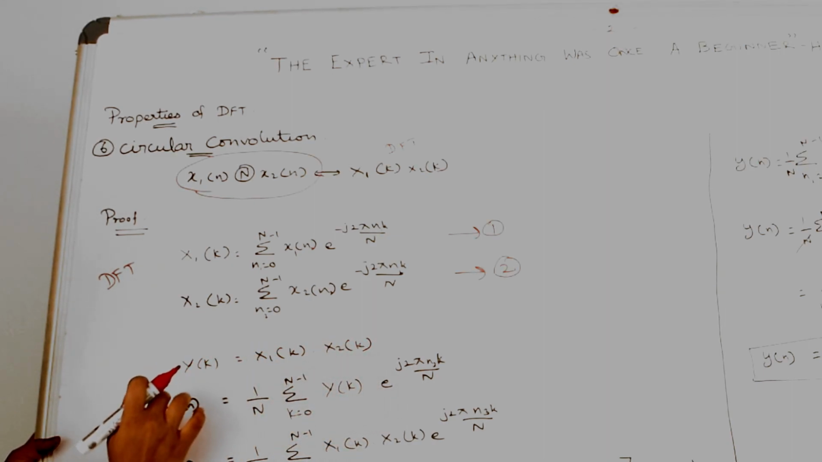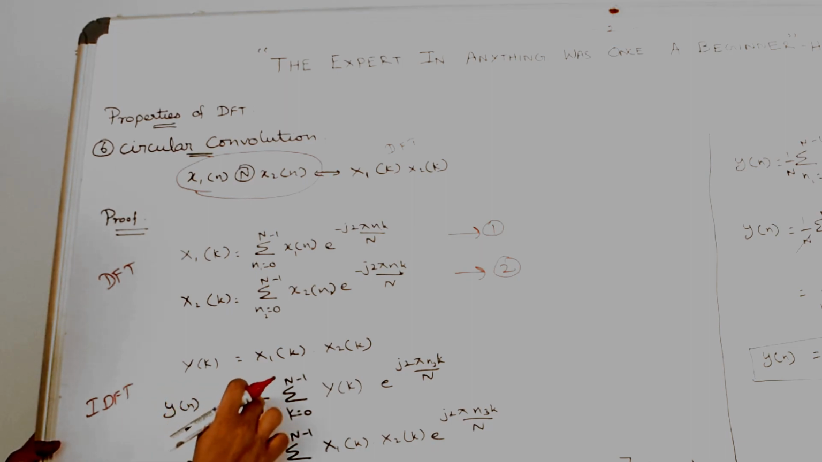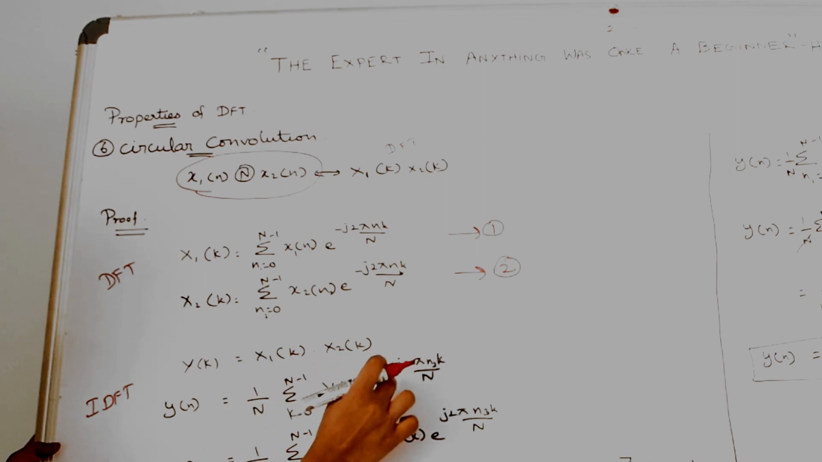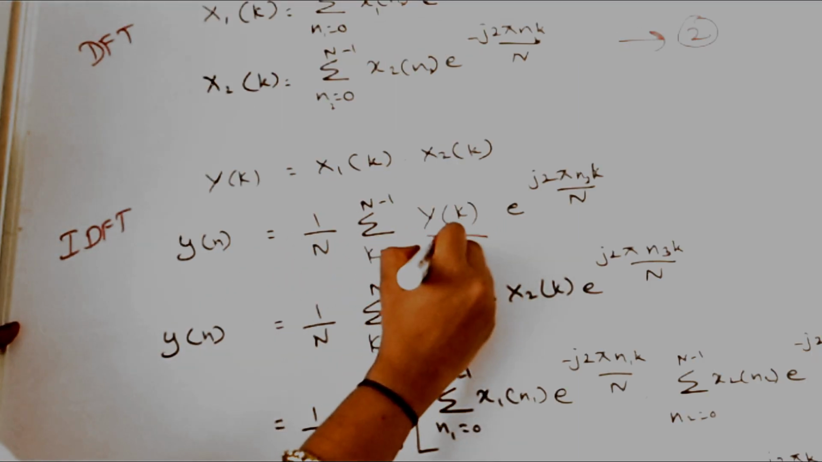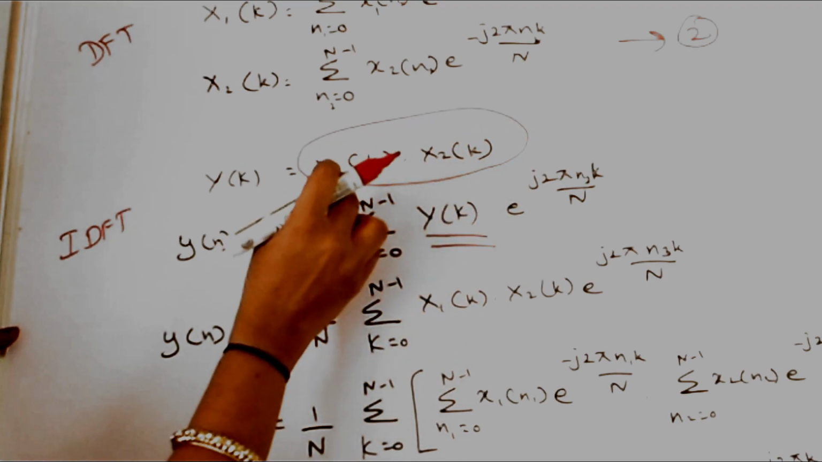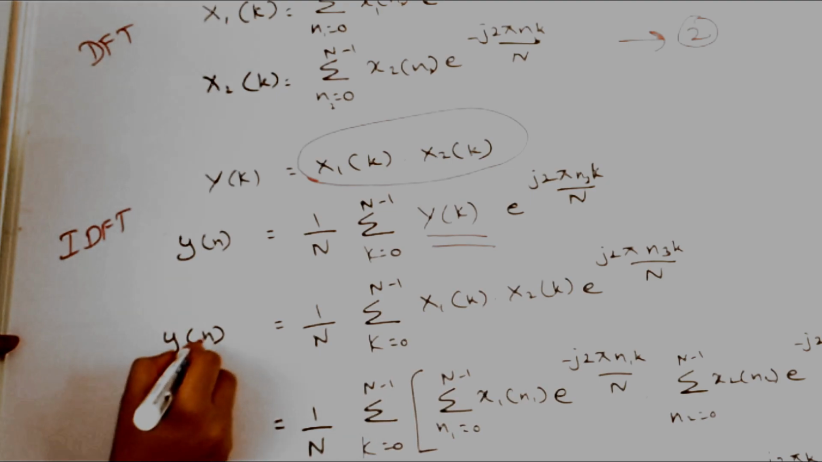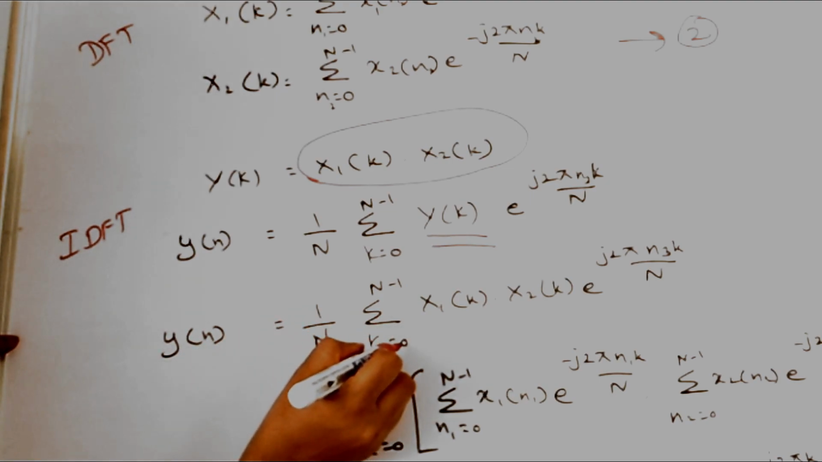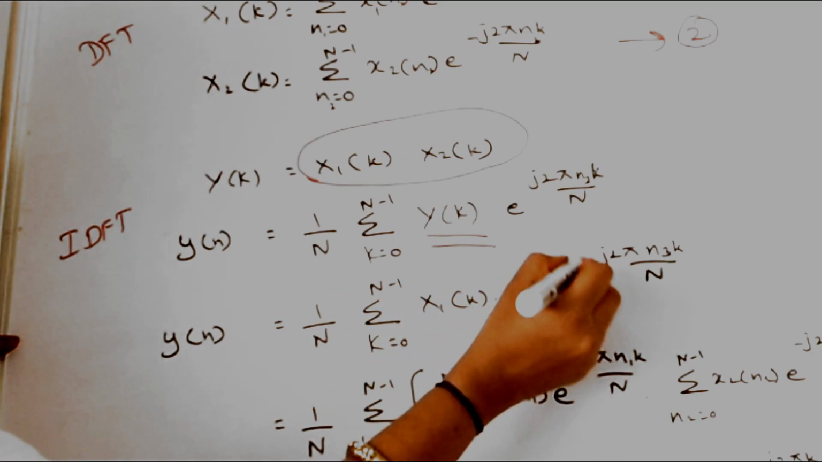The inverse discrete Fourier transform of Y of k, that is y of n, is equal to 1 by N summation k equal to 0 to N minus 1 of Y of k e power j 2 pi n3 k divided by N. Here, instead of Y of k, I am substituting X1 of k into X2 of k, which means the product of the DFTs of two sequences. So y of n is equal to 1 by N summation k equal to 0 to N minus 1 of X1 of k into X2 of k e power term.